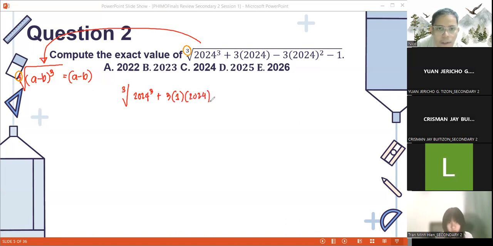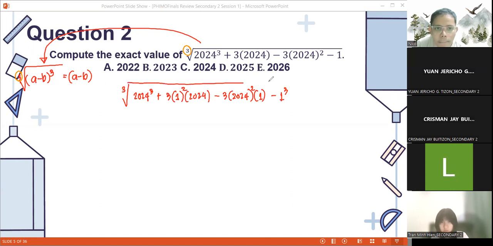2024. Then minus 3, 2024. And then minus 1 cube, right? Am I correct? It is in this form. Now, recall. The signs here are not right. I will rewrite it later.